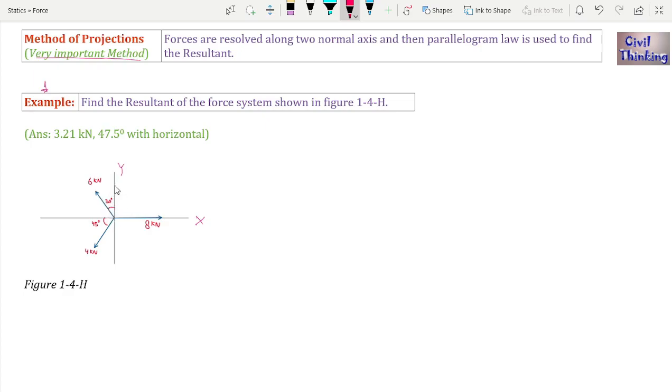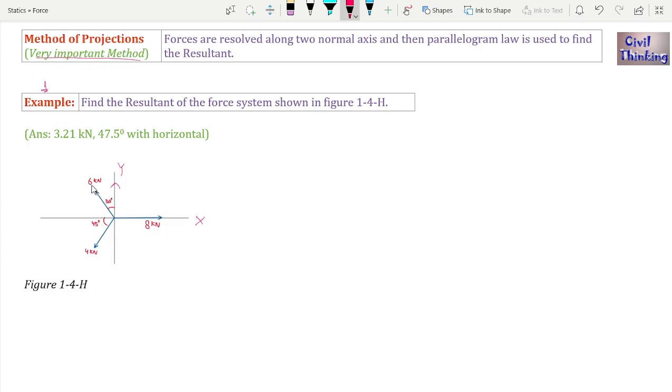Now if I find the component of 6 kilonewton, if I am resolving the forces, you know about resolving the forces, resolution of forces. If you don't know about resolution of forces, please watch my video lecture on how to resolve forces, how to get the components of a vector. You can click on the pop-up on your screen to watch the video lecture.